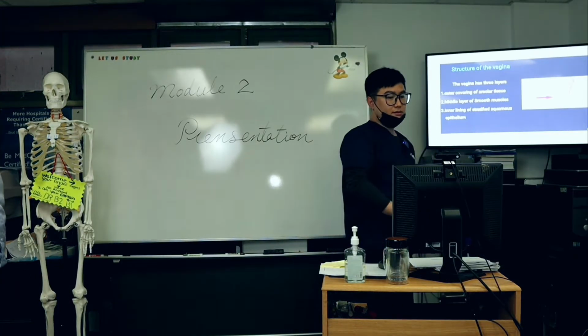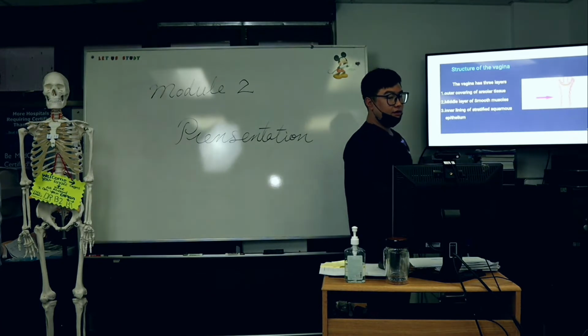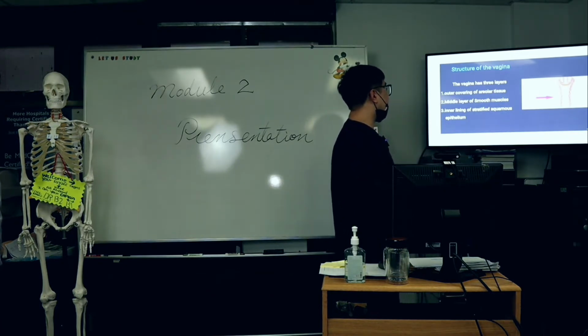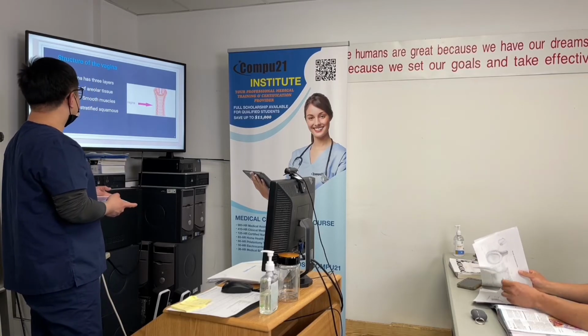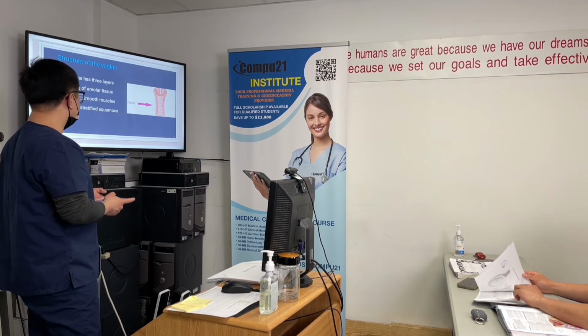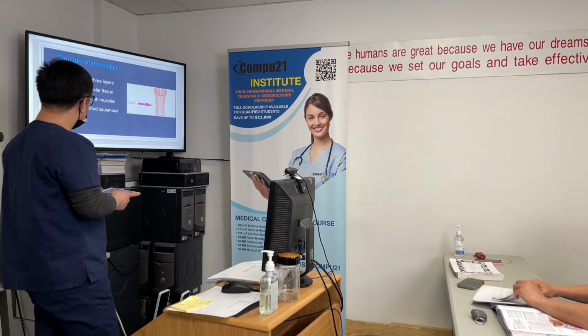And the structure of the vagina has three layers. The outer layer is covering of areolar tissue. The middle layer is smooth muscle, and the inner layer is stratified squamous epithelium.